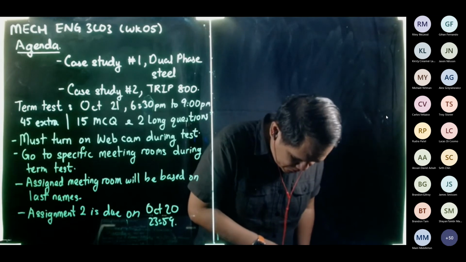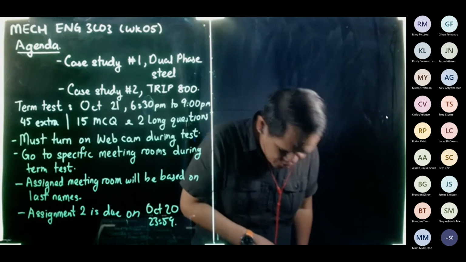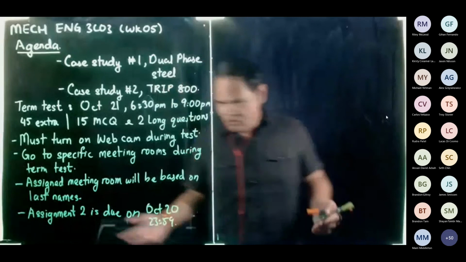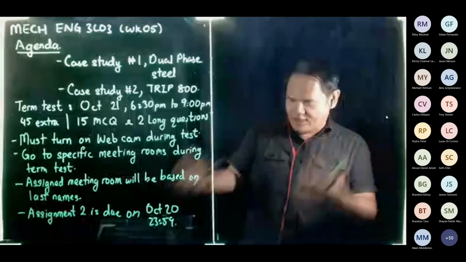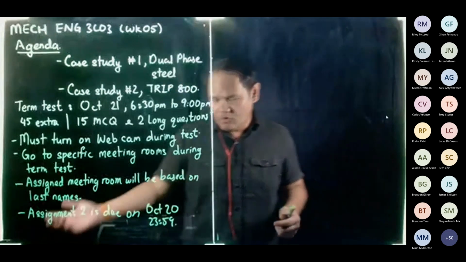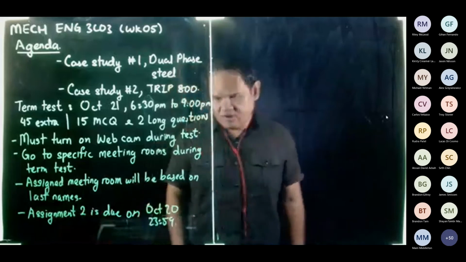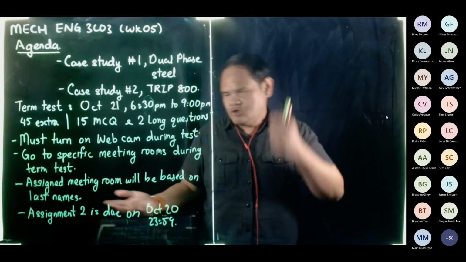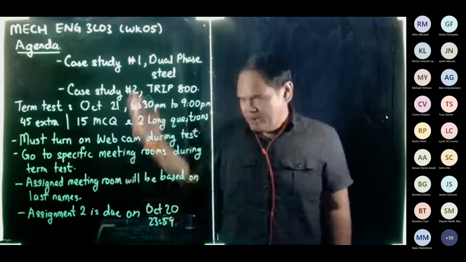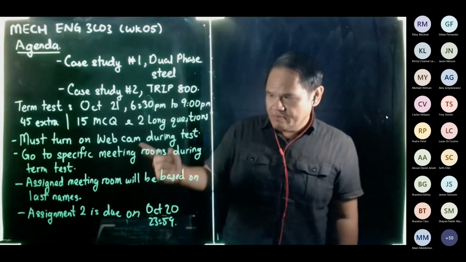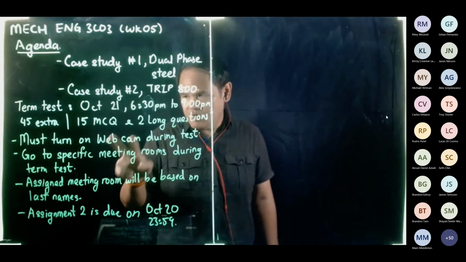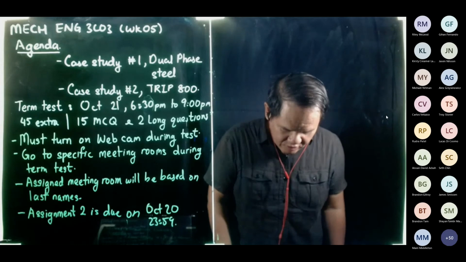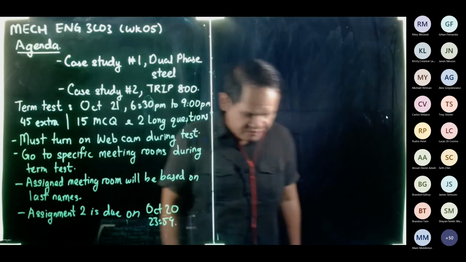I was asked, is the term test open book? How will I know? I cannot see what you are doing on your desk. I only can see your face. So if you want to refer to your notes, go for it. There's no way that I'm going to catch 1, catch 2, and not catch the rest. So open book, open internet, whatever is open. But your webcam has to be turned on during your term test. Are we clear? Any other specific question that you'd like to ask, please?